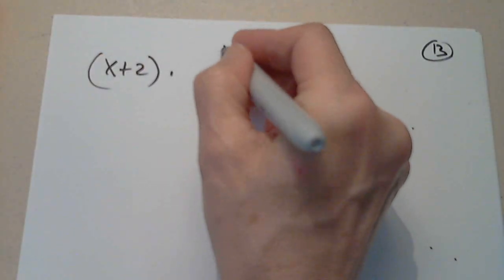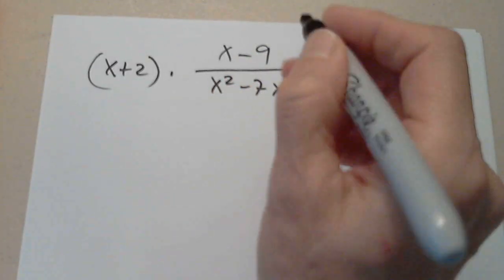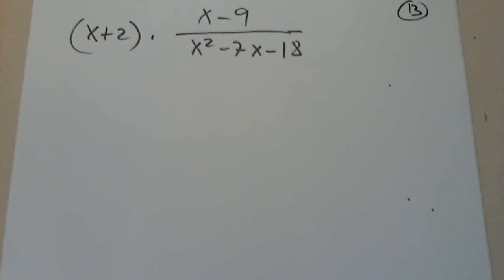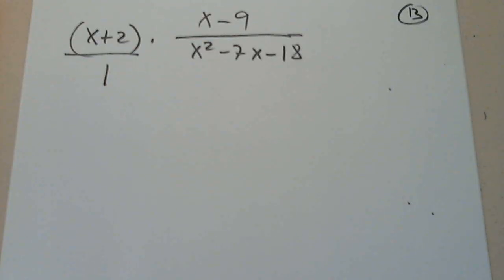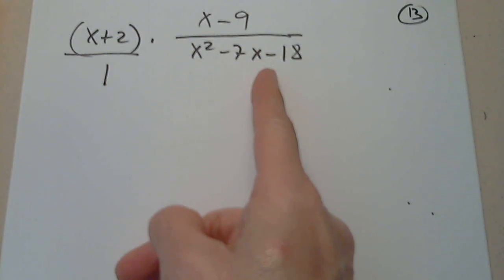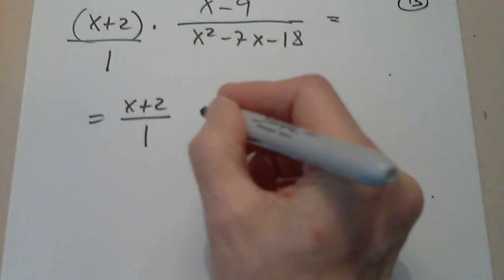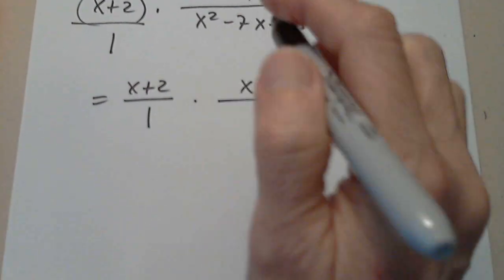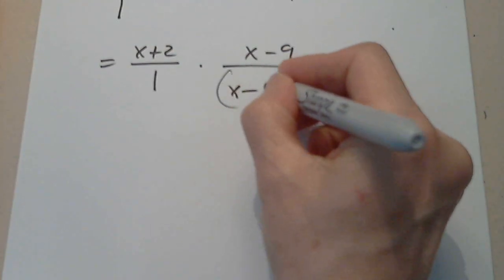Here's another one. X plus 2 times x minus 9 over x squared minus 7x minus 18. Remember, x plus 2 is basically x plus 2 over 1. Otherwise, it will be 1 over. There is no ambiguity there. Good. Completely factored, but this is not completely factored. So I have an x plus 2, if you want to write it over 1, times x minus 9. And now we have to write the factored form of the denominator. X minus 9, x plus 2.